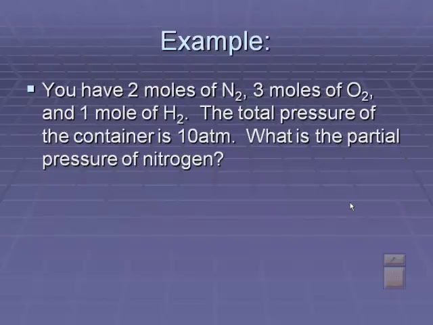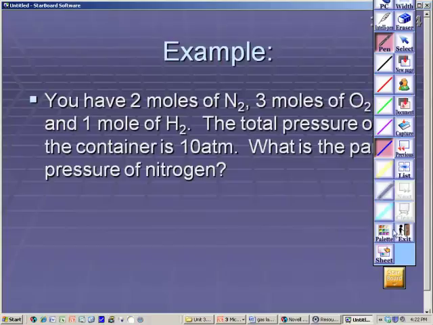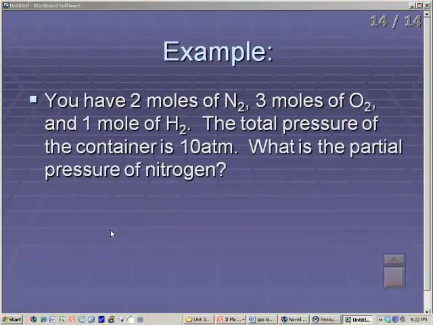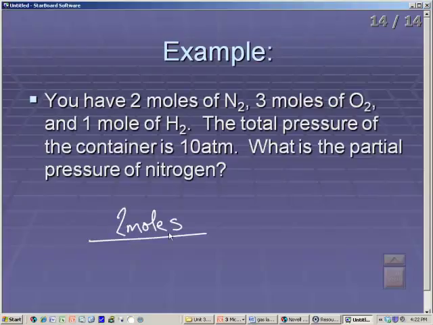So let me just explain real quick. Here's your example. If you have 2 moles of nitrogen, 3 moles of oxygen, and 1 mole of hydrogen, and the total pressure of the system is 10 atmospheres, what is the partial pressure of just nitrogen? So for this particular guy, the partial pressure of nitrogen, if you look above, is 2 moles. The total number of moles in the system, if you add this all up, 2 plus 3 is 5, plus another one is 6. There are 6 moles total, and then you need to multiply that by 10. So basically you're going to do 2 divided by 6 times 10 atmospheres.